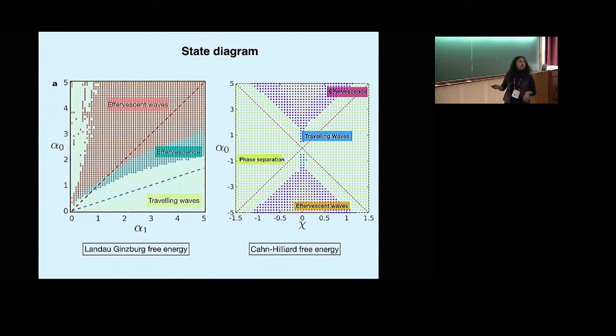And we can finally produce a state diagram as a function of alpha 0, alpha 1 for the Landau-Ginzburg free energy, where we see traveling waves, effervescence, and effervescent waves. We can produce a similar phase diagram for Cahn-Hilliard free energy. Remember the topology of the phase diagram that I showed you in the reciprocal, non-reciprocal plane for the constant alpha. Nonlinearity, of course, modifies that, but it is reminiscent of the phase diagram for constant alpha as well.